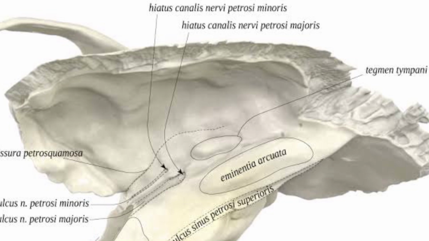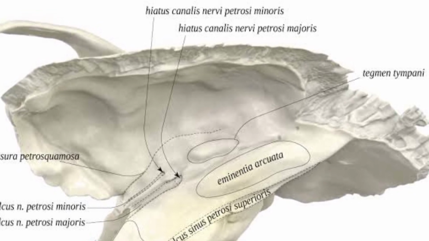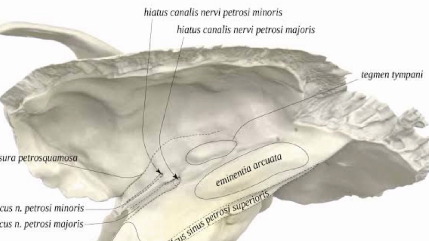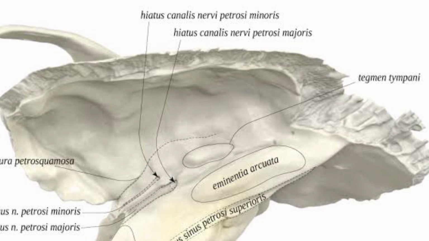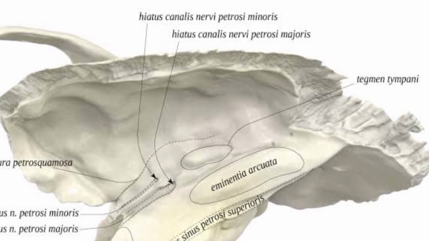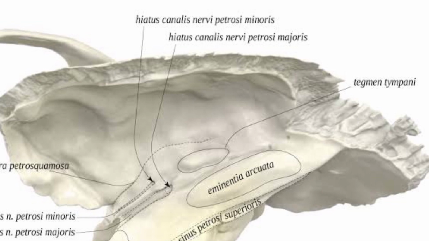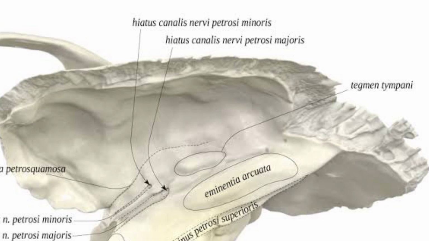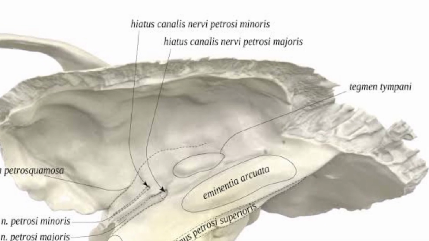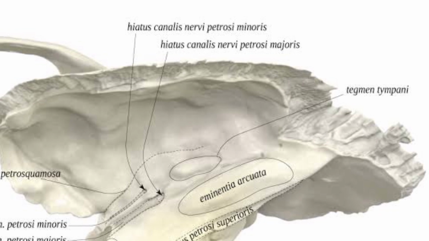Medially, this fissure is divided by a vertical plate coming from the tegmen tympani into anterior and posterior parts. The anterior part, divided by this vertical plate coming from the tegmen tympani, is known as the petrosquamous fissure, because the tegmen tympani is part of the petrous bone, and the posterior part of the medial portion is known as the petrotympanic fissure.